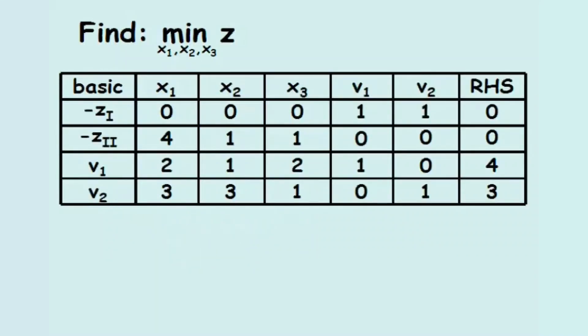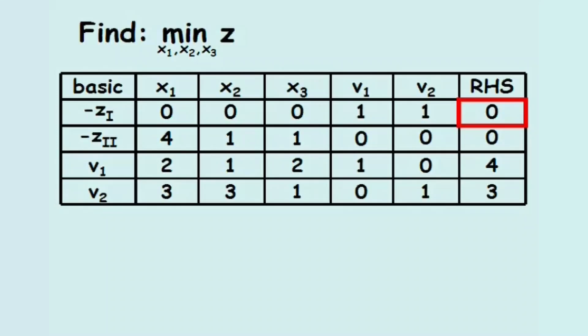Setting up the tableau, we have a row for the phase 1 cost coefficients and a second row for the phase 2 cost coefficients. Our objective for phase 1 is to remove all artificial variables from the basis, so the value of z1 equals 0 when the tableau is in canonical form.